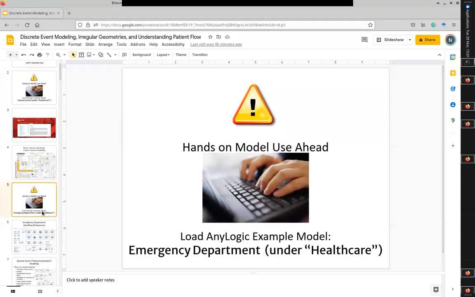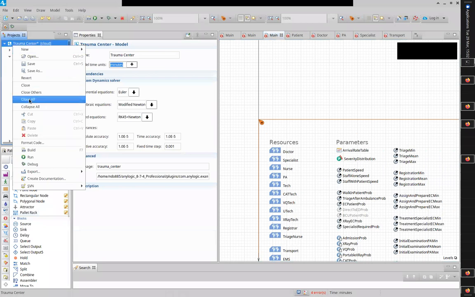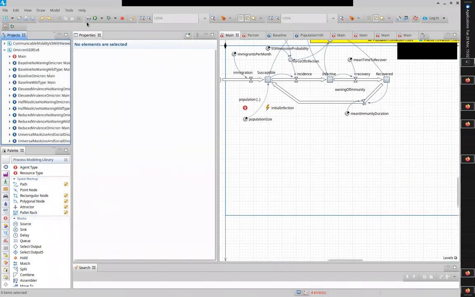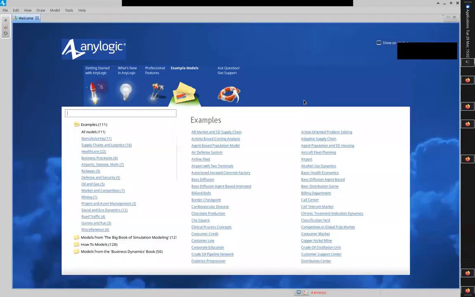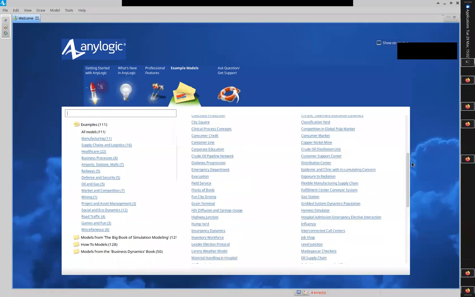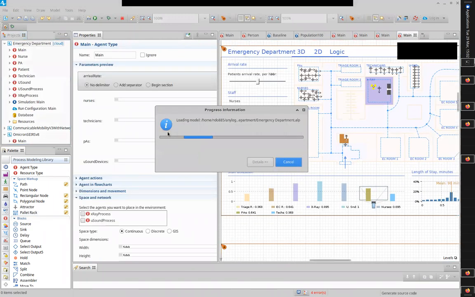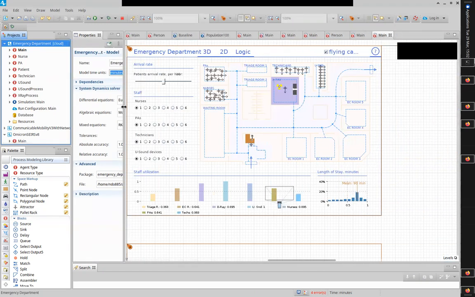There's others. I'd like to open up the emergency department model as well. So the trauma center, you could close that for now. And we'll open up a model that's a little bit simpler to deal with, perhaps. And that is emergency department. Okay. Emergency department also lists a situation where we have healthcare delivery, but it's in a simpler network here.